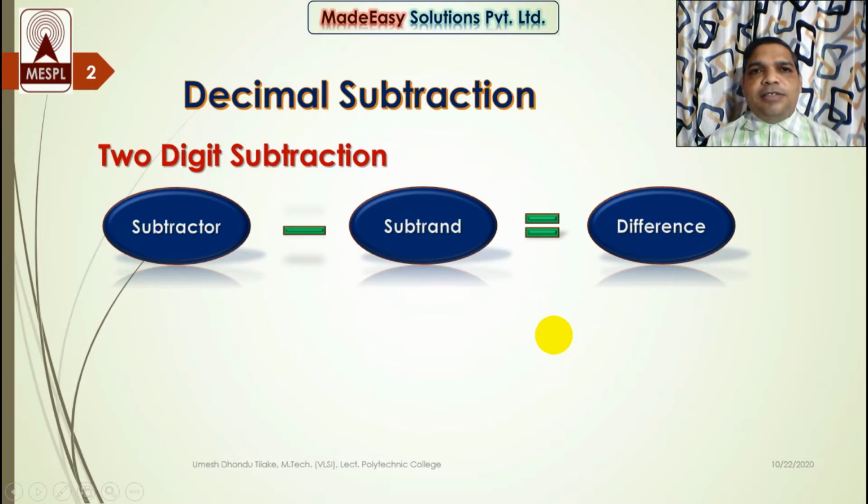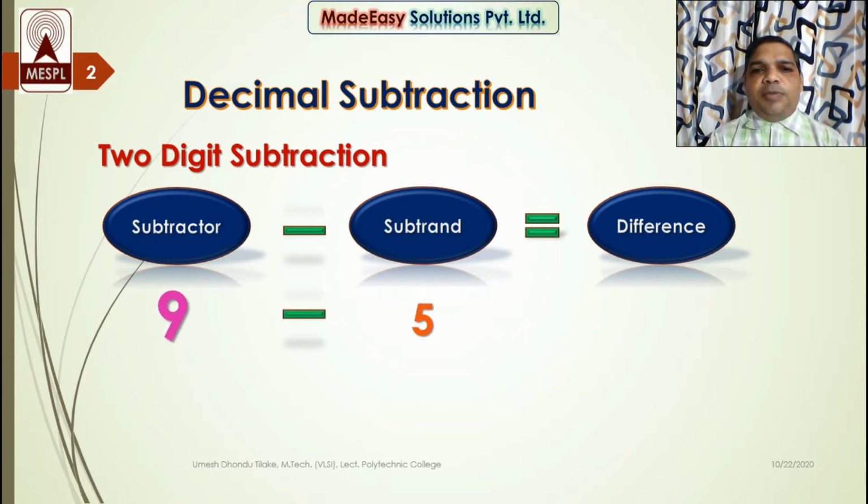Now let us consider the possibilities. As I have a one digit subtractor and a one digit subtrahend, my total possibilities will be 10 power 2, which is equal to 100. That means the subtractor can be from 0 to 9 and the subtrahend can also be from 0 to 9. I will take some examples here. Let us consider my subtractor is 9 and my subtrahend is 5. So what I will do here is take out 5 from 9.